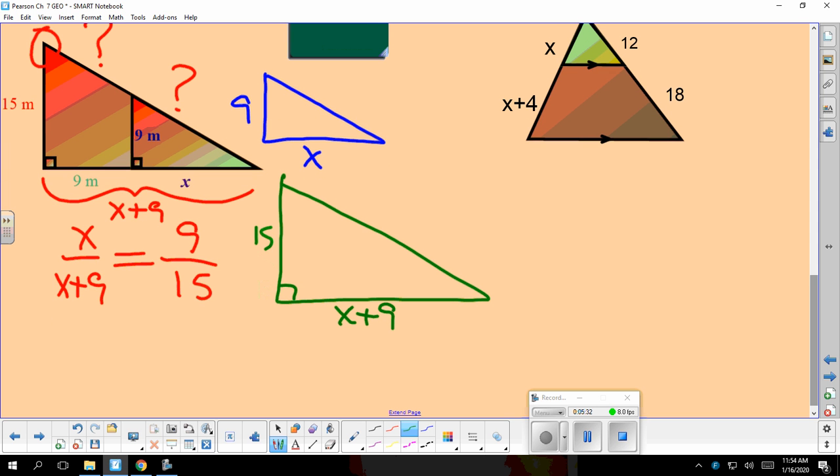Because this whole side, this is x, this is 9, added together is the length of the whole side. But how do you know that? I need to know this length right here. This section's 9, this section's x. The whole thing is their sum, adding them together, on the one side. So that's this small triangle side.